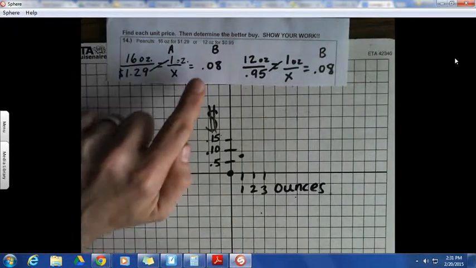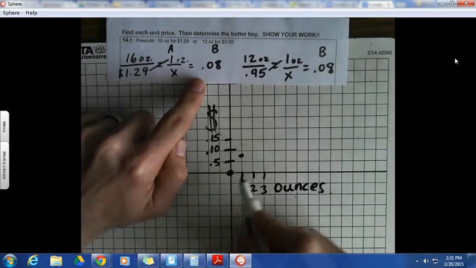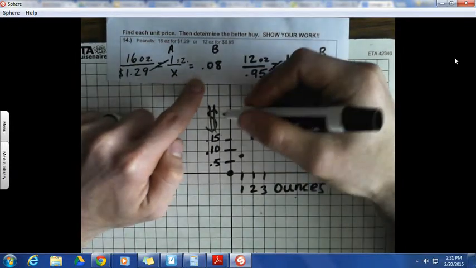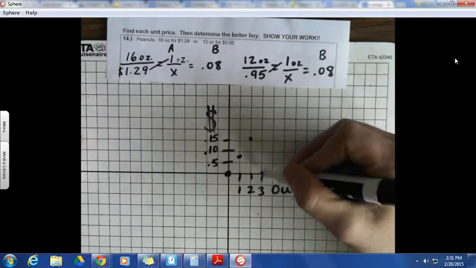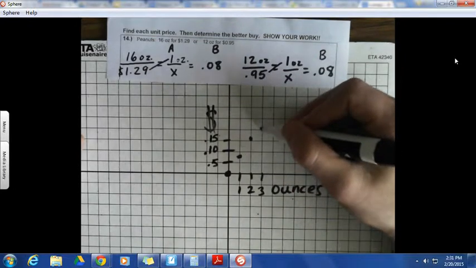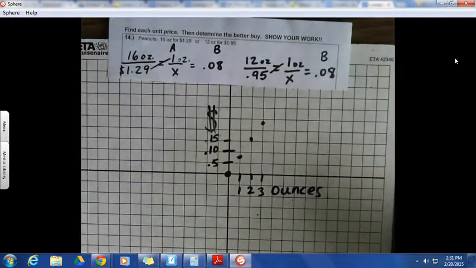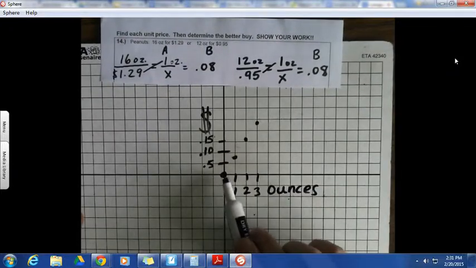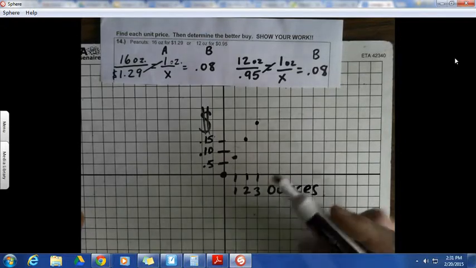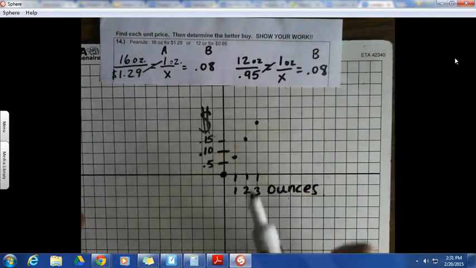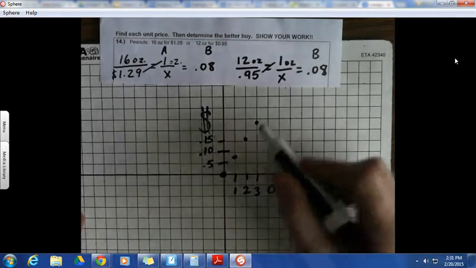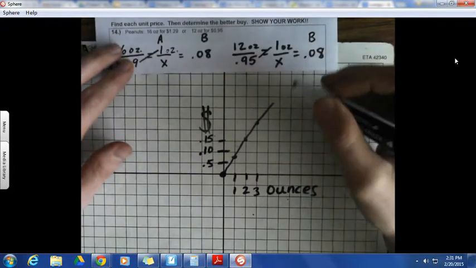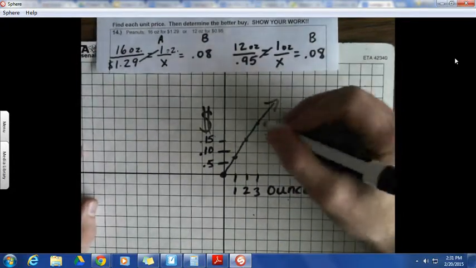Alright, if 1 ounce costs 8 cents, 2 ounces is going to cost 16 cents. 3 ounces cost 24 cents. So we're going to go up here. Alright, so we have 4 points. We start at the origin for a unit rate because 0 ounces cost $0. 1 ounce costs 8 cents, 2 costs 16, 3, 24. So I'm going to connect my points. And that is brand A peanuts.